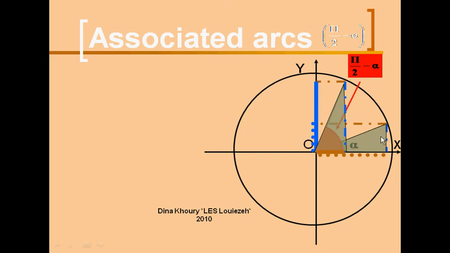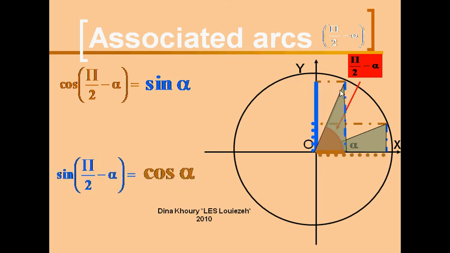But each of these segments represents a cosine or a sine of the angle. So we notice that this here is cosine pi over 2 minus alpha, and it's equal to this side, which represents sine angle alpha. So we get this formula: cosine pi over 2 minus alpha equals sine alpha.